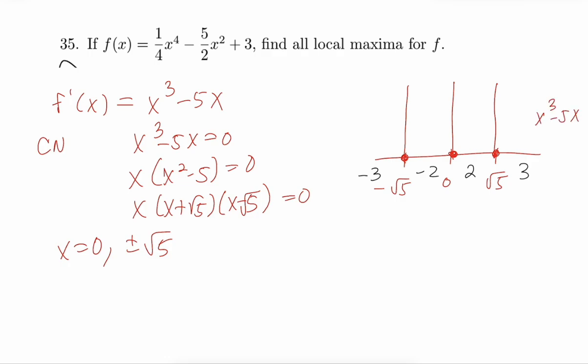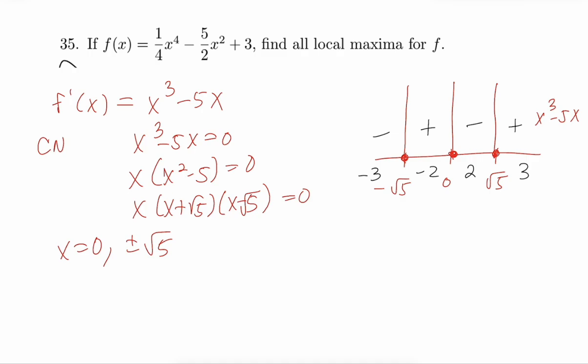If I plug in -3, I get -27 plus 15, which is a negative. If you plug in -2, you get -8 plus 10, which is a positive. If you plug in +2, you get 8 minus 10, which is a negative. If you plug in +3, you get 27 minus 15, which is a positive.